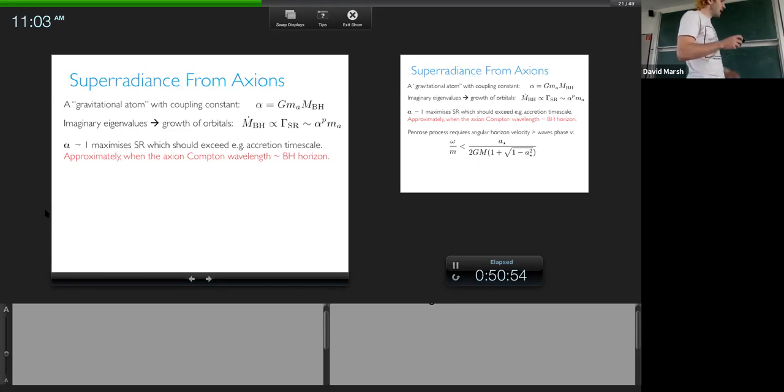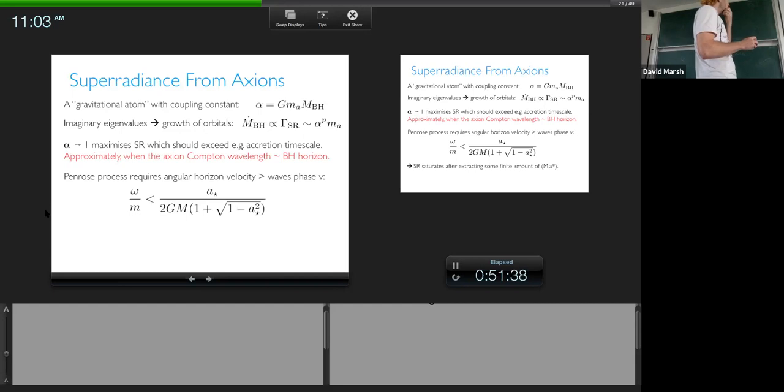And in order to have this growth of modes, of course, the superradiance timescale should be the fastest timescale in the problem. So we're neglecting other astrophysical things that are happening, for example, accretion. So in order for this to work, it better be the fastest timescale in the problem, so it beats anything else. And so you see that for alpha equal to 1, superradiance is maximized approximately when the axion Compton wavelength is of order the size of the black hole horizon. So now you can use a little bit of intuition to say what axion masses will affect what black holes, just by dimensional analysis now.